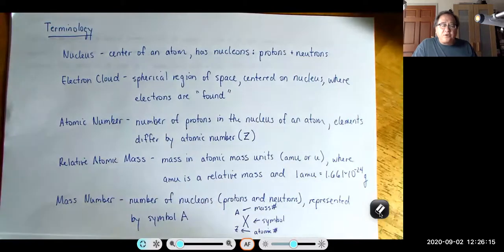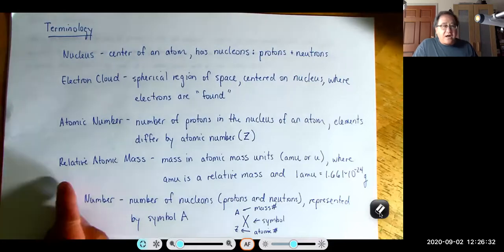Atomic number. This is the number of protons in the nucleus of an atom. Each element has a specific atomic number. The symbol for atomic number is Z, and you're going to have to live with that. I'm sorry there's no Z in atomic number, but that's just the way it is.